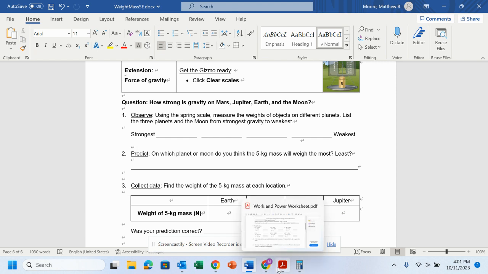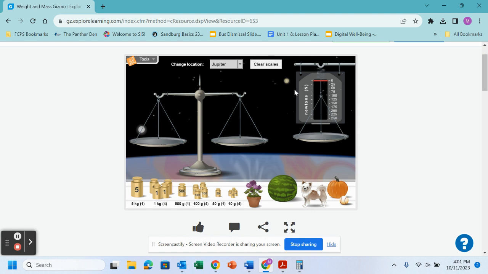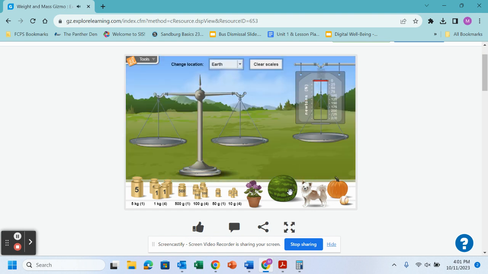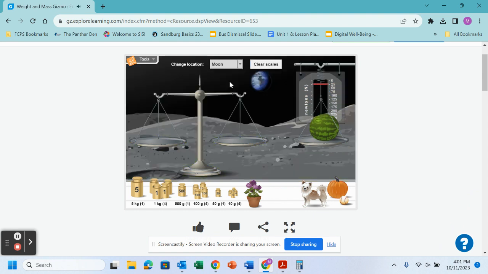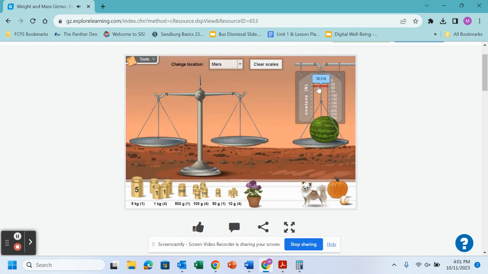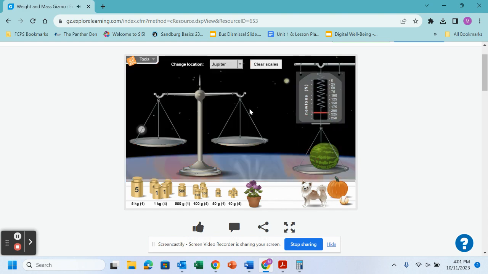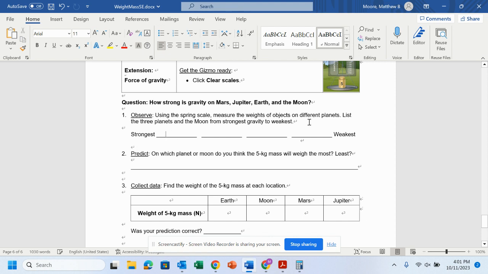Okay. So we would go to Earth. So pumpkin on Earth, 96.5 newtons. On the Moon, 16 newtons. On Mars, 36.5 newtons. On Jupiter, 244.2 newtons. So we know that from strongest to weakest gravity is Jupiter. After that is the Earth, the Mars, and finally the Moon.